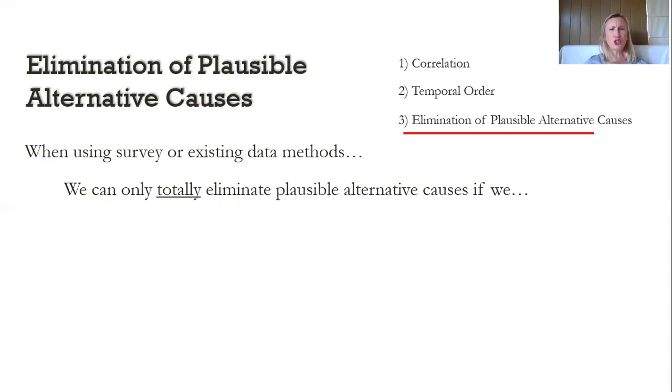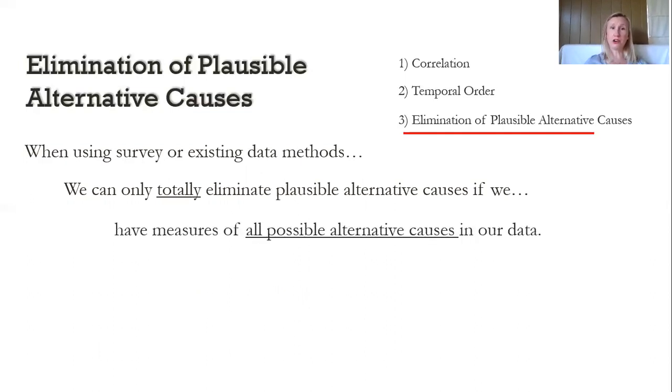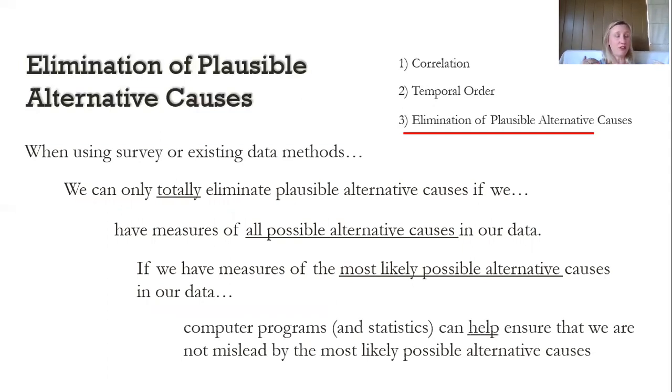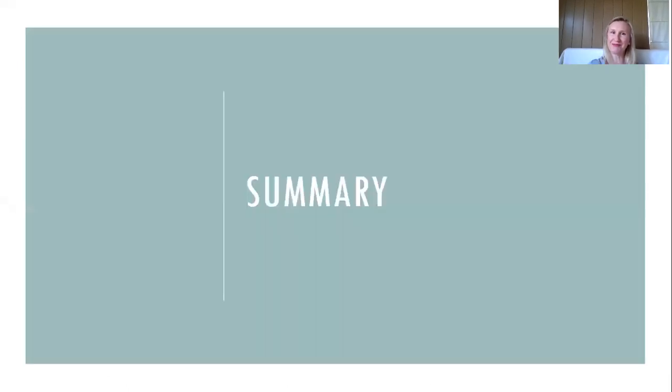So I can only totally eliminate plausible alternative causes if I have measures of all possible alternative causes in our data. Well, that's very difficult to do. But this is why we use control variables, because if I have measures of the most likely possible alternative causes, then by using statistical software, I can ensure I'm not misled, okay? Age, race, gender, SES, level of education, all of these things that commonly might affect my dependent variable, if I can get measures on those things, then I can control for them statistically. Okay, so they're more important than you might have initially thought.